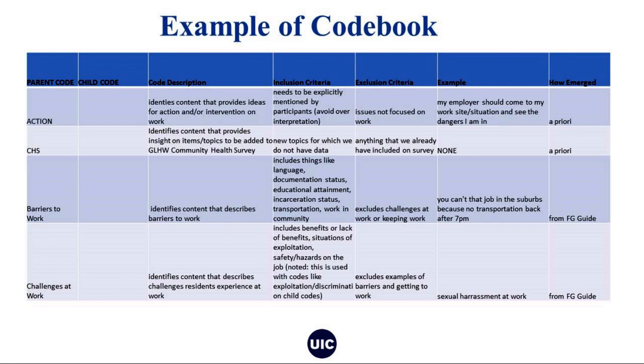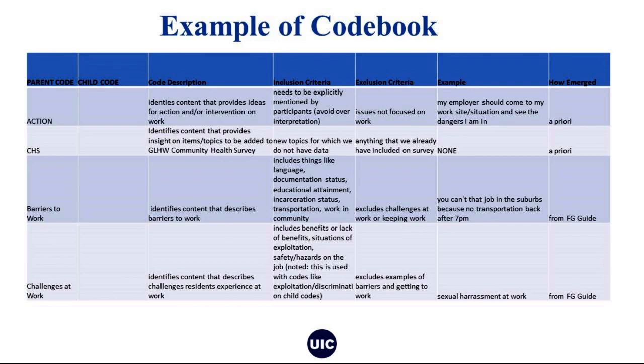But in this case, this is a code that's flagging content in the data that describes these barriers. Now, this excludes challenges at work or keeping work. So this really is the barrier to attaining work. An example from the data is you can't get a job in the suburbs because you have no transportation back. So that job really isn't accessible to you.